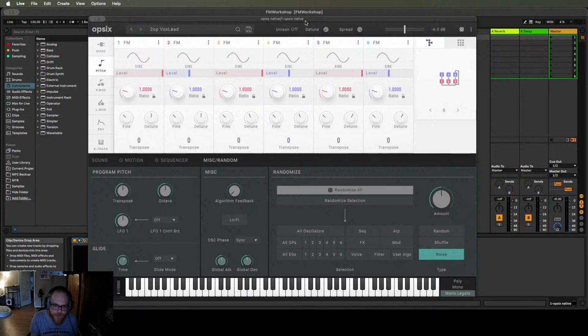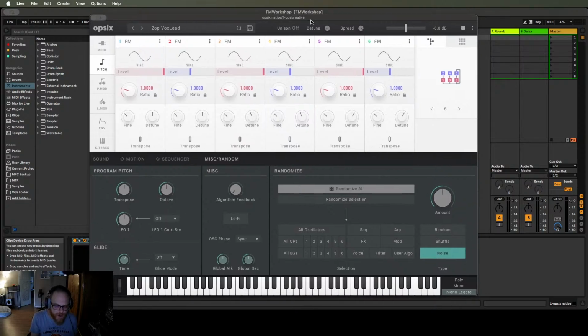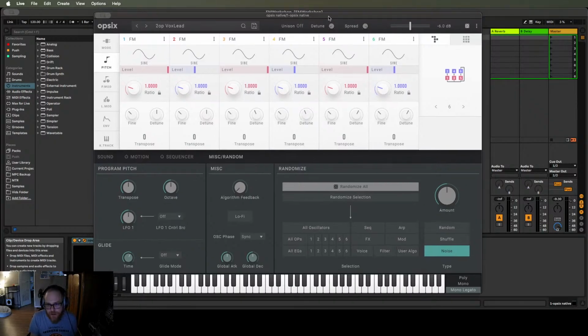I have Operator up here, and we might jump over there and look at it. It has a spread mode that's kind of a similar thing where it detunes. It just adds a second operator set and detunes it and pans one left and one right a little bit and does a chorusing effect. Same kind of idea. It's similar to unison. Some synths won't have a unison at all, and then you would have to do it this way. It's just different ways you can do things.